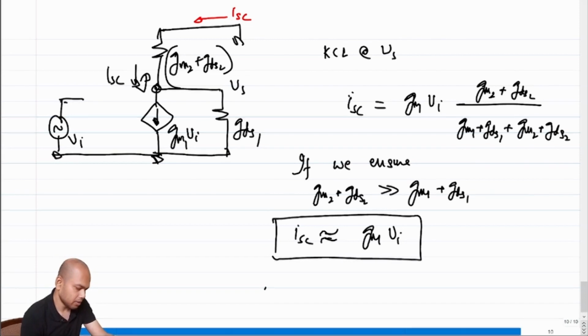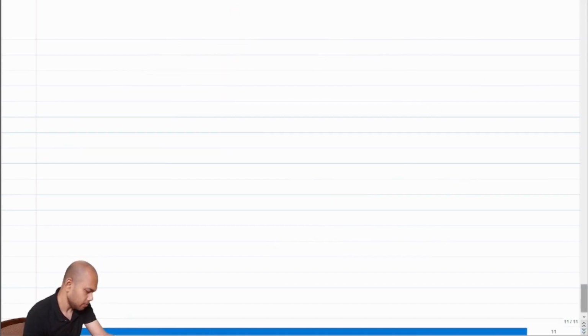But what about the output resistance? So how do you find out the output resistance? For output resistance, we do the same thing as we have been doing.